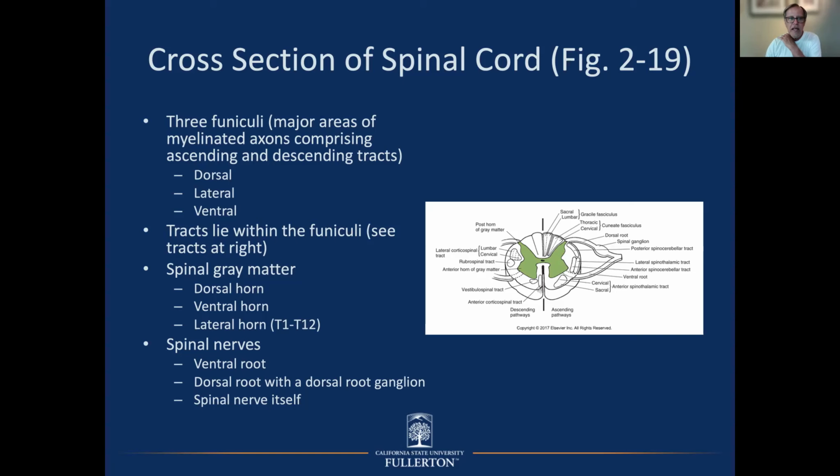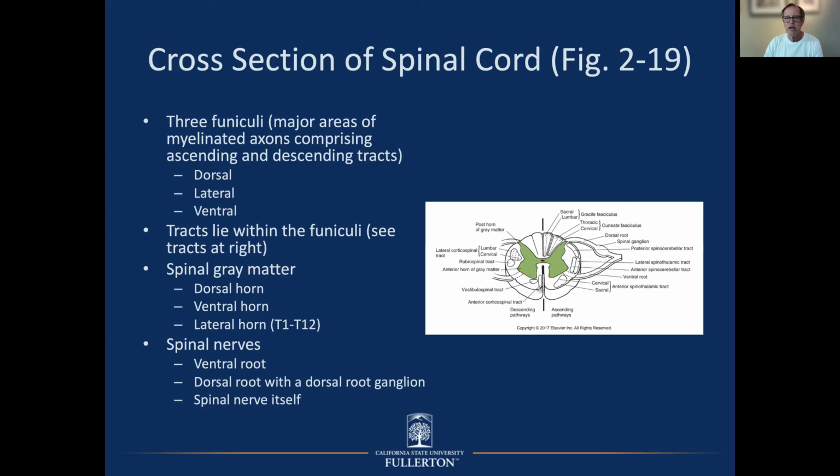Now, within those funiculi are tracks. Tracks are pathways of axons that are going to a particular area and carrying a particular kind of information, either up or down. And they carry names, of course, and we're going to learn some of them. Not in this slide, we're going to learn them as we go along later. But for right now, we want to be able to refer to dorsal, lateral, and ventral funiculi so you kind of know where we're talking about.